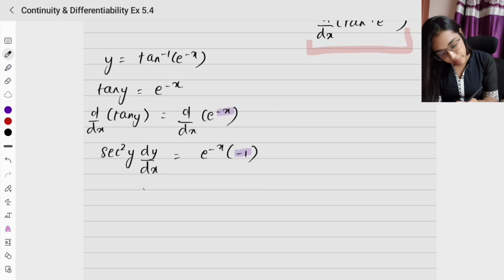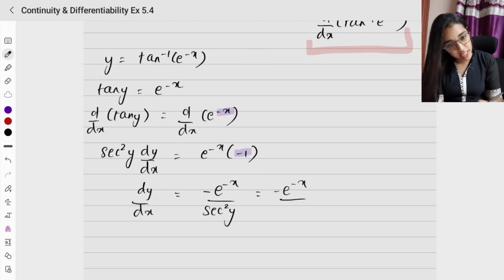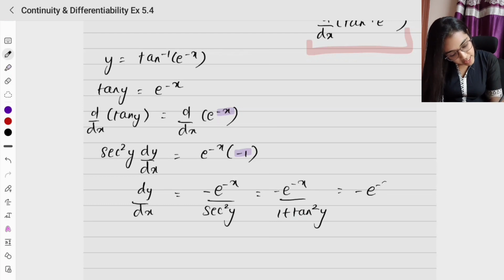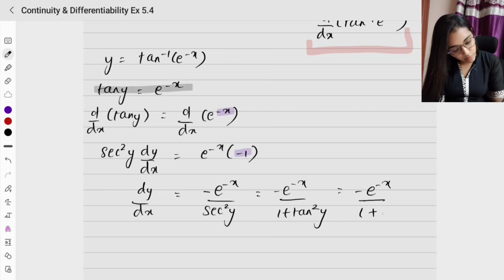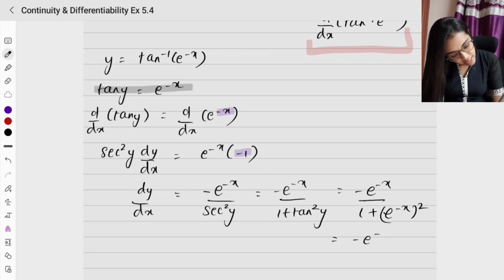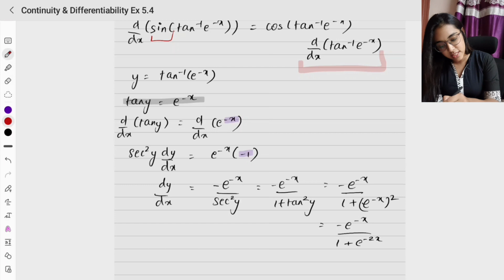Next step: dy by dx is going to be minus e to the minus x divided by secant square y, which, converting secant to tan, is minus e to the minus x divided by 1 plus tan square y. Tan y from here is going to be e to the minus x, so it is going to be e to the minus x the whole square. Don't forget the square. So I'll have minus e to the minus x divided by 1 plus e to the minus 2x. Okay, so this is the derivative of this.